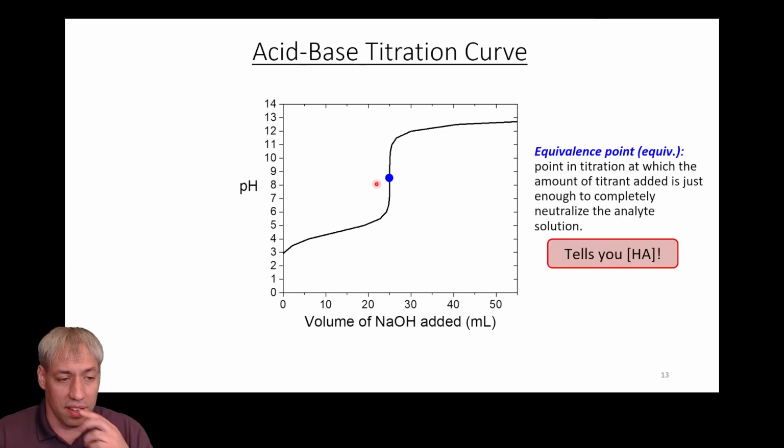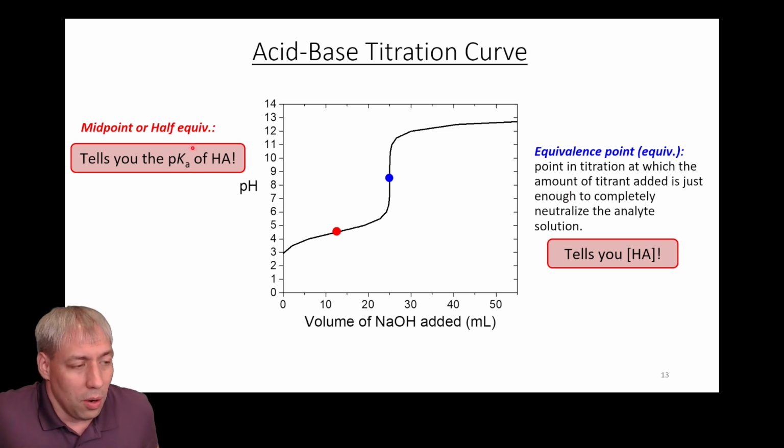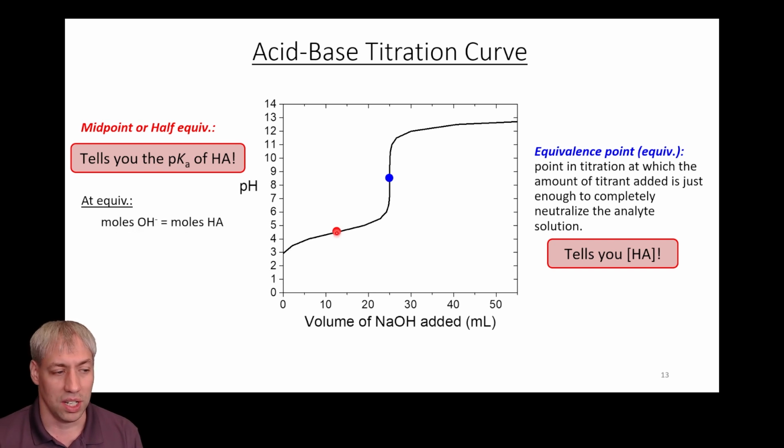And so effectively, that equivalence point, if you know the volume added and you know the concentration, tells you how much of the acid. It doesn't tell you the identity of the acid, it only tells you how much of HA was present in that solution. The other thing we want to know about is the midpoint, or the half equivalence point. Basically, it took us 25 milliliters. At that half point, 12.5 milliliters, we reached a very specific threshold in this acid-base titration curve.